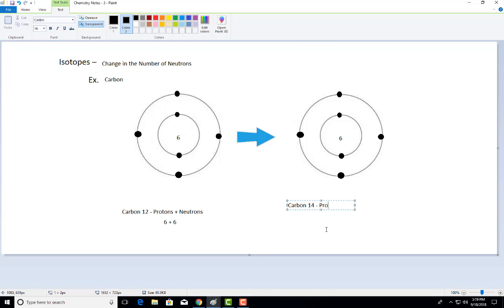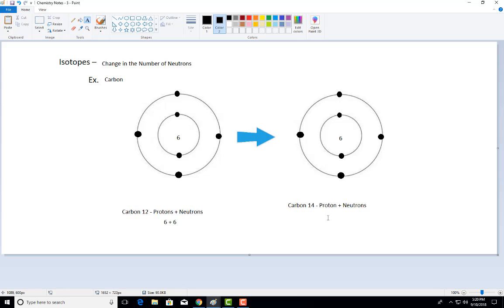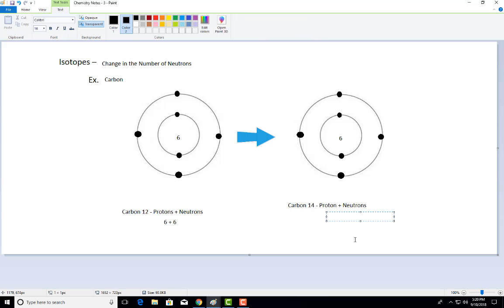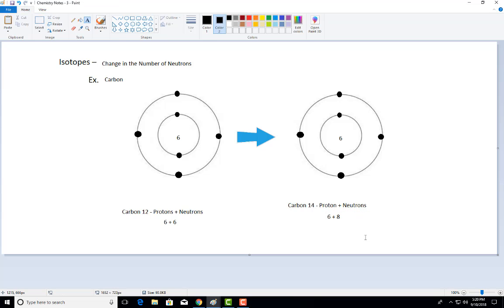So it's still the number of protons plus the number of neutrons, but how many do we have of each? Well, we cannot change the number of protons, remember? So that still has to be 6. So what do we need to add to 6 to get to 14? Oh, that's right, we need 8. There are 8 neutrons. So essentially we've added 2 more neutrons in here, okay?